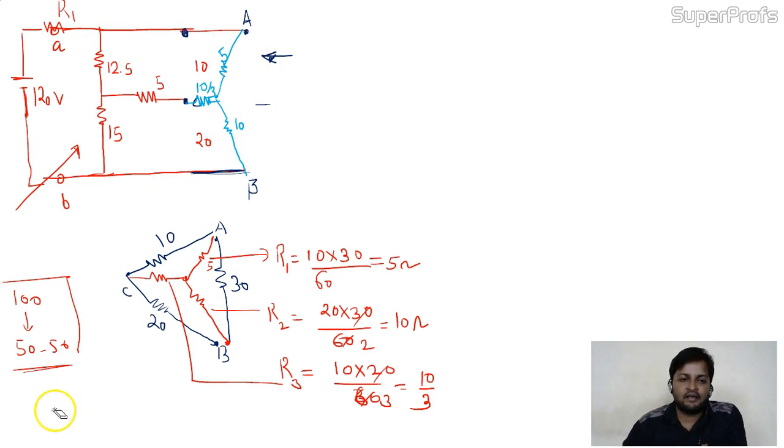Now tell me, in this resultant circuit, are this 5 and 10 in series? No. Why? Because in between them another branch is connected. So, are they in parallel? No, they are not in parallel. But this 5 and 10 by 3 are in series combination. So we can simply add 5 plus 10 by 3. I'll remove this portion.